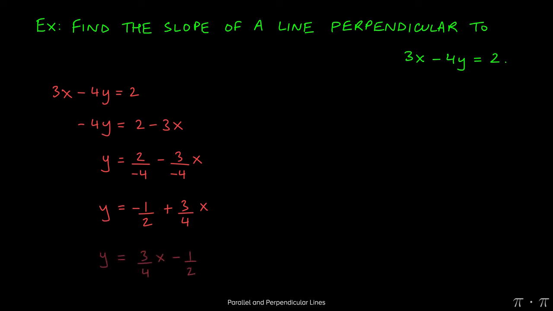We can rearrange this to look the way we're normally used to seeing slope-intercept form, y equals mx plus b. So the slope of this given line is 3 over 4.